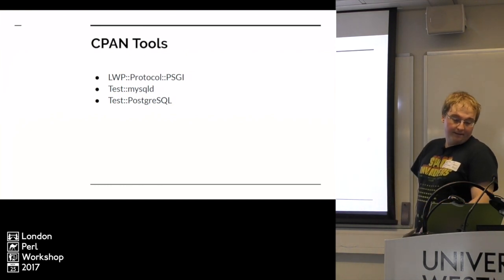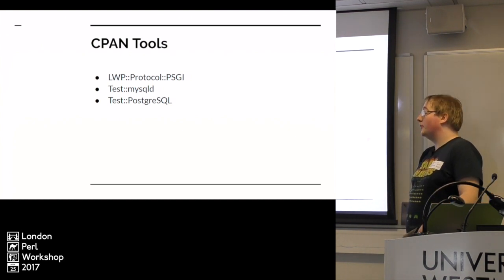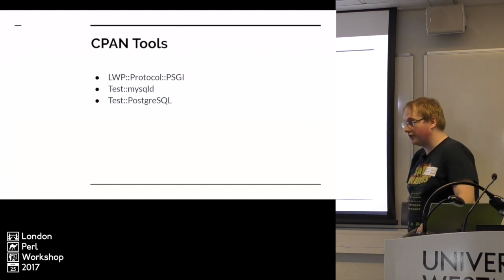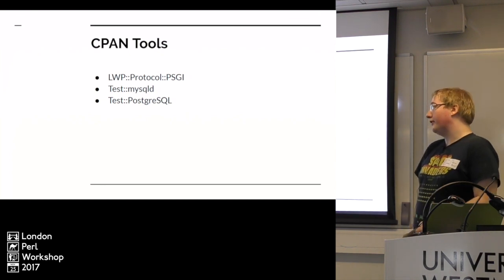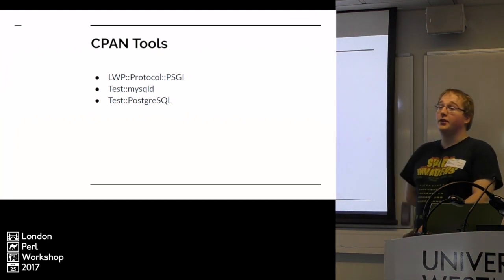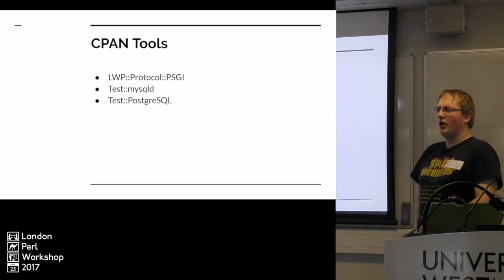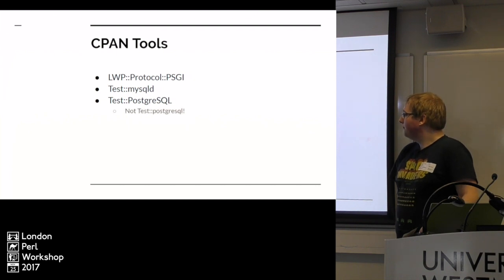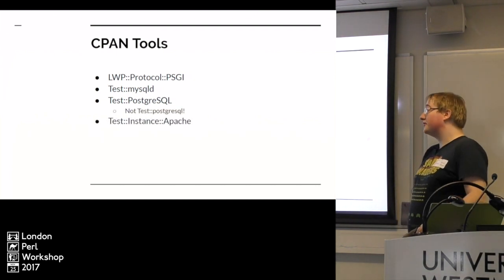And note the capitalization on Test::PostgreSQL. There is one where it's all lowercase. That's a very old version. For some reason, I don't know if it's a bug in CPAN or it's actually meant to be like that. But the one that's capitalized is the latest version, and the other one I don't think works anymore, or has some very odd bugs. And the final one is a module of mine, Test::Instance::Apache.